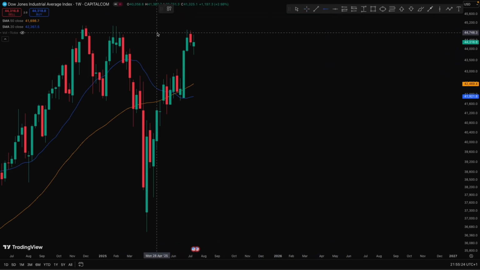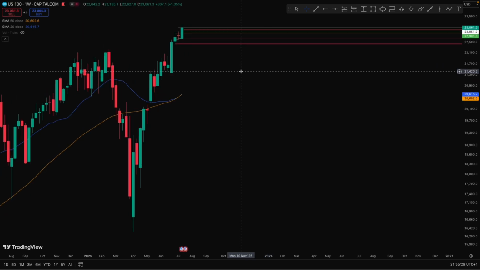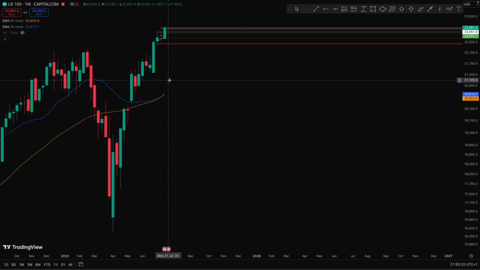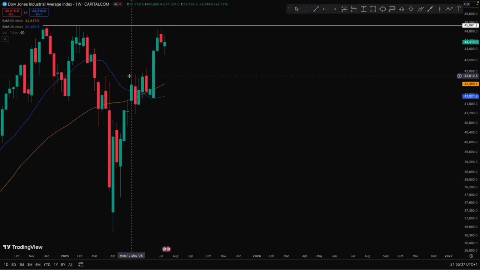And we haven't yet reached all-time highs on US30. That being said, if we take a look at the Nasdaq, it has reached all-time highs following the V-shaped recovery. Same thing with the S&P 500. So where are we expected to go on the US30 chart?